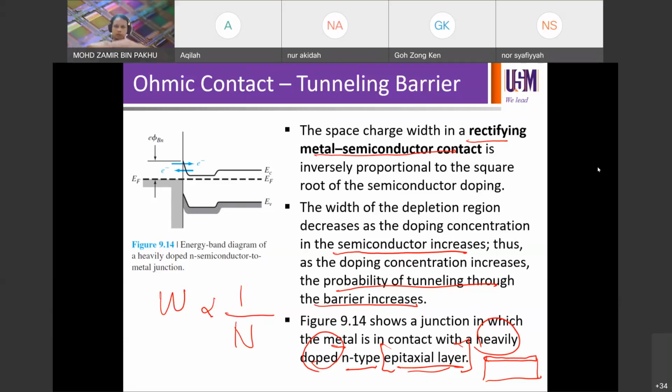One layer. It's just like, have you eaten kek lapis? Have you seen kek lapis? Kek lapis, or the kuih that is pink and white, right? We call that kuih lapis, right? So you prepare it layer by layer, just like the epi layer.